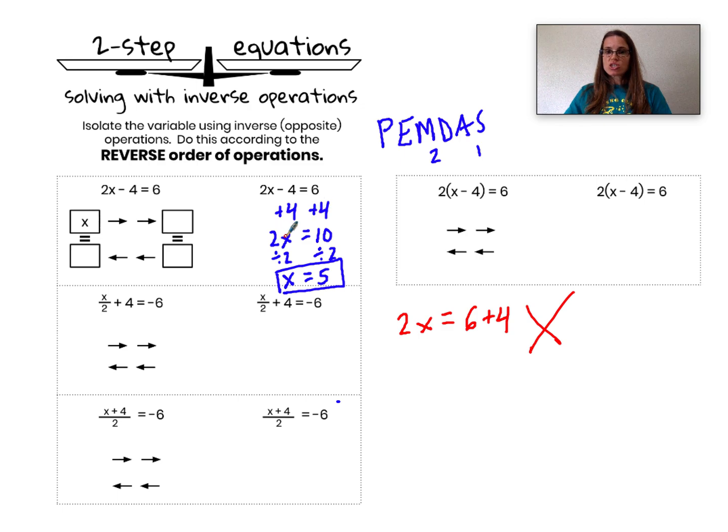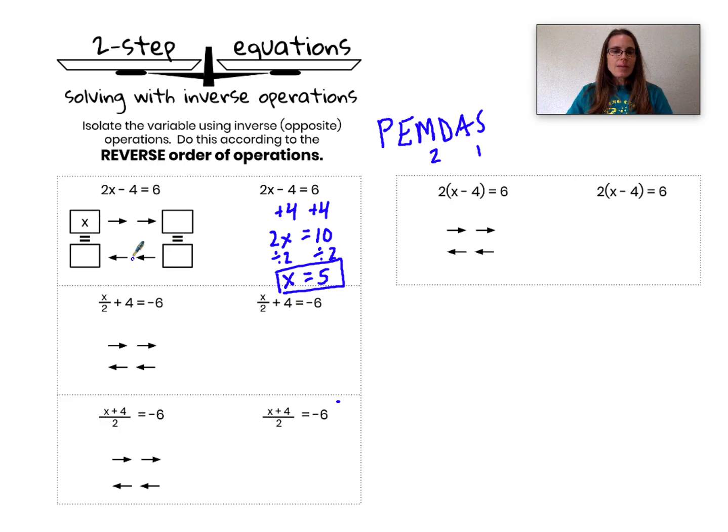I end up with just 2x, and then I get 6 plus 4 on the right-hand side. However, this trick did not justify why that happened. How did the 4 become positive? Why did it disappear from the left-hand side? So if this is your habit, if this is what you've been taught, I need you to erase it from your memory banks and to instead use inverse operations to justify each of your steps.